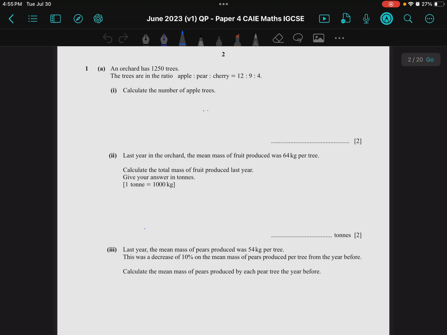An orchard has 1250 trees. The trees are in the ratio apple to pear to cherry equals 12 to 9 to 14. Calculate the number of apple trees.